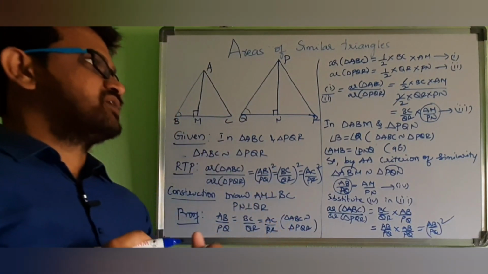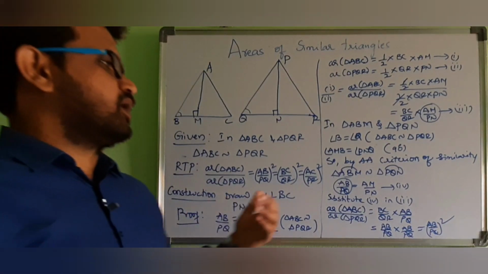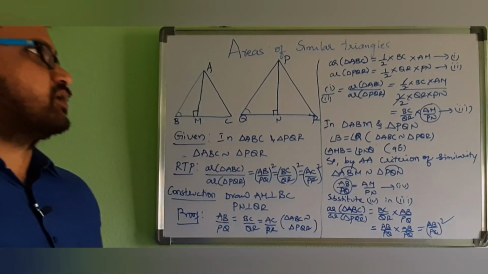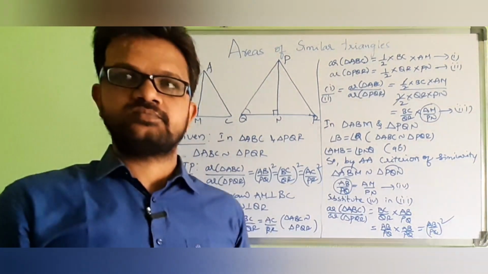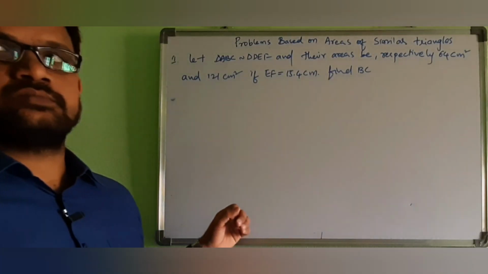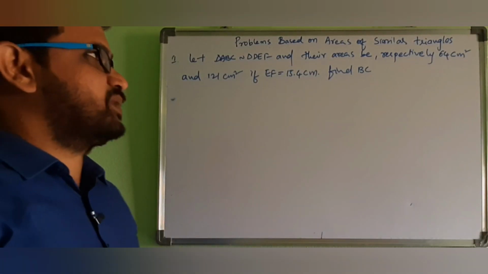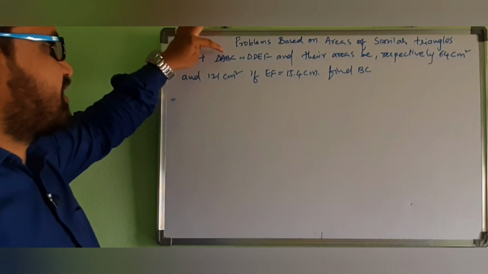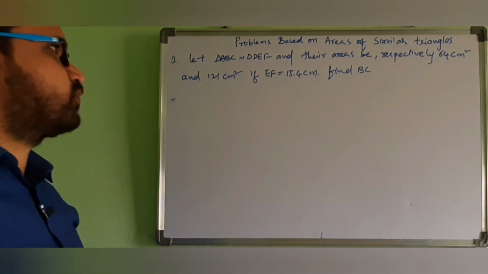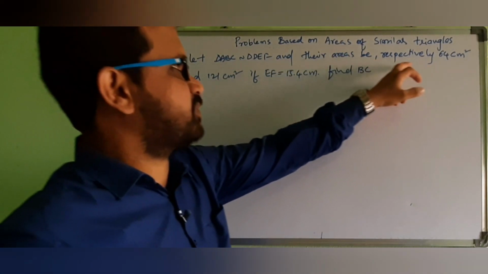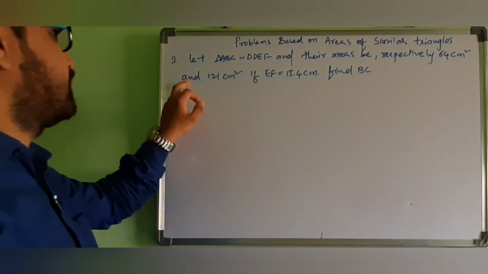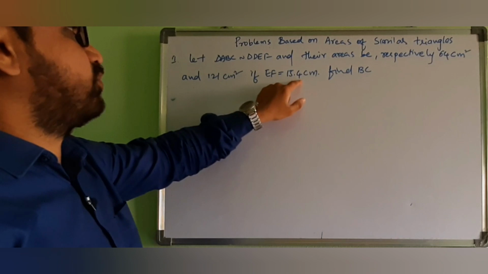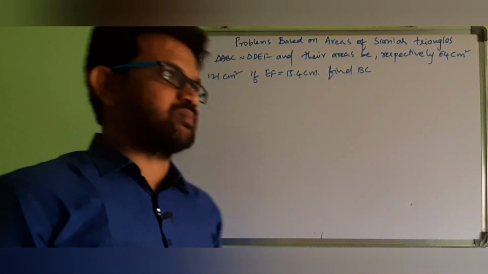This theorem, sometimes they may ask. Based on this theorem, we have 1 mark questions and 2 marks questions. Let us do them. So note down this. Let us solve a few sums based on areas of similar triangles. Let triangle ABC be similar to triangle DEF, and their areas be respectively 64 centimeter square and 121 centimeter square, and EF is given as 15.4 centimeters. Find BC. This is a 1 mark question.